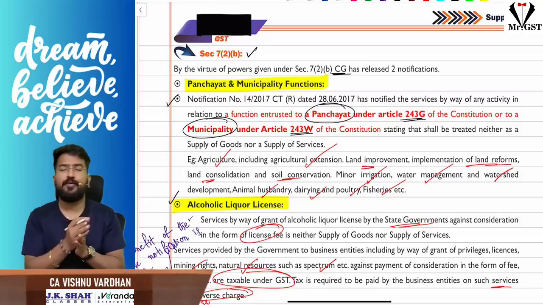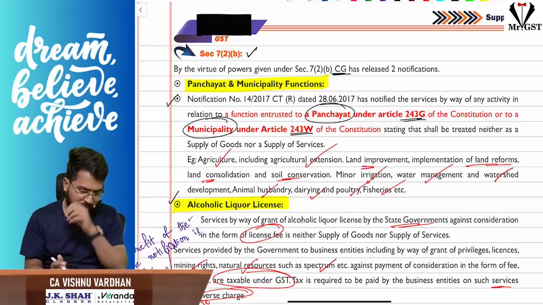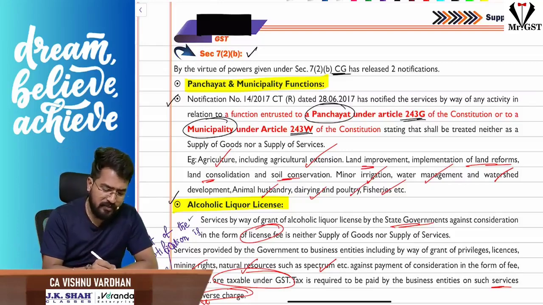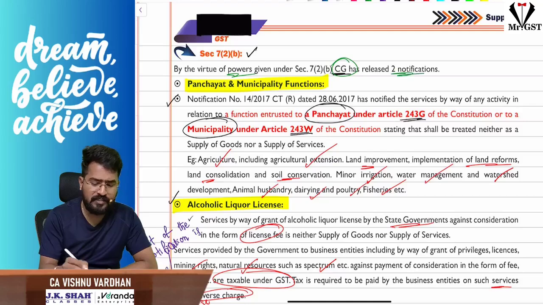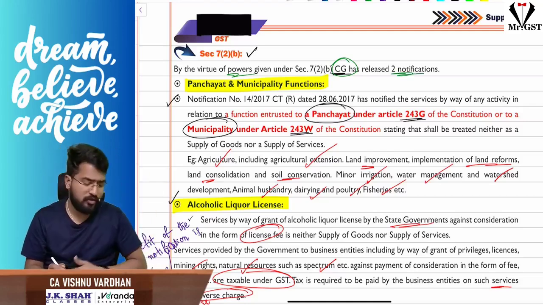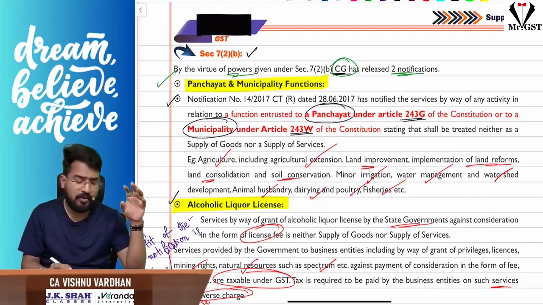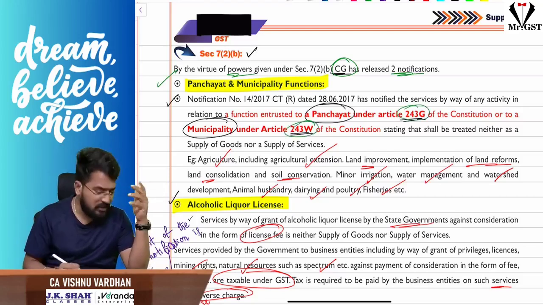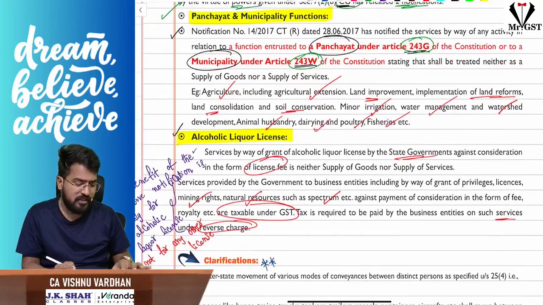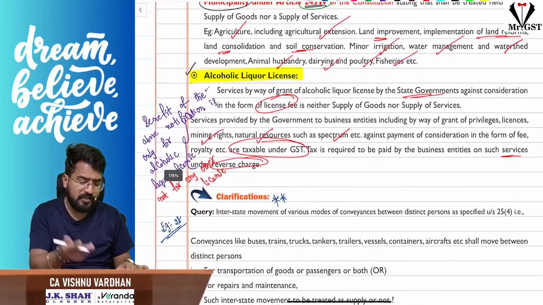Now we are moving into the next, section 7 subsection 2 clause B. Nothing but the law has given powers to the government to release any notification to declare anything as neither SOG nor SOS. So the panchayat and municipality undertaking the functions which are entrusted to them as per article 243W and 243G is neither supply of good nor supply of service. I have given some examples, you can just go through that.